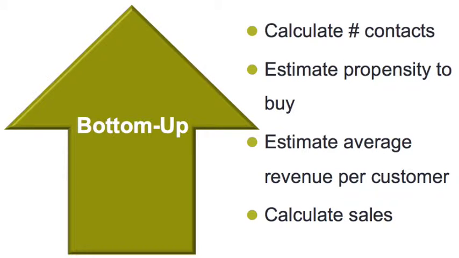For the way of bottom-up, you should calculate contacts, estimate propensity to buy, estimate average revenue per customer, and then calculate the sales.